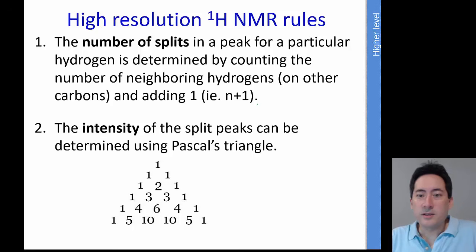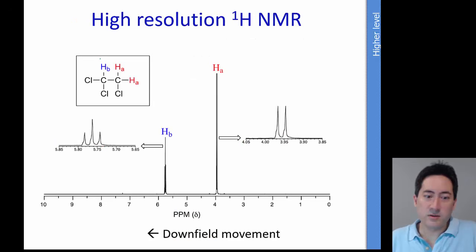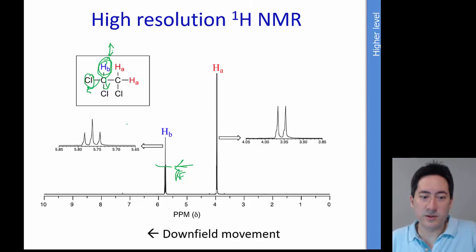So this is just an update for the higher level. Please have a look at the standard level video first. That explains to you just quickly why this actual HB is taking more radio frequencies, and it's doing that because it has far less shielding. All these chlorines are sucking the electrons away, so it's less protected from the external magnetic field, so it takes a stronger radio frequency in order to spin. So that's why that one's further down.